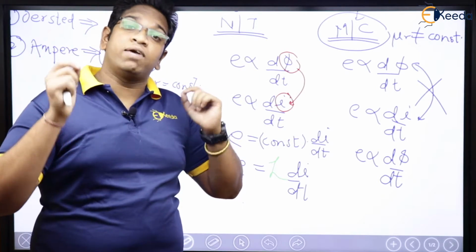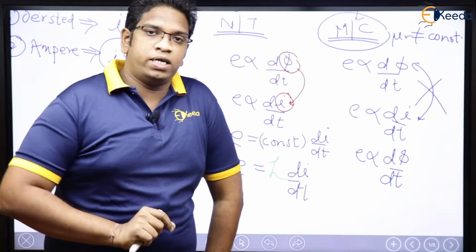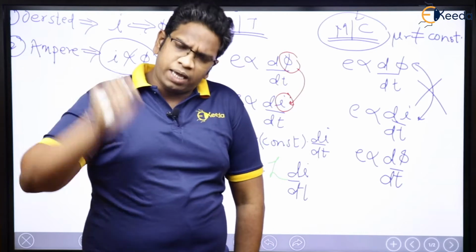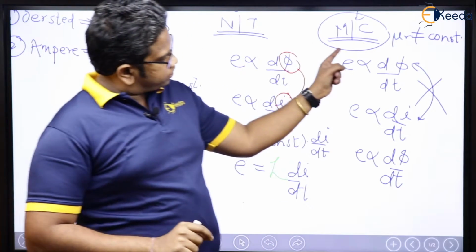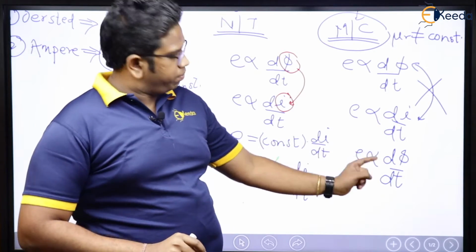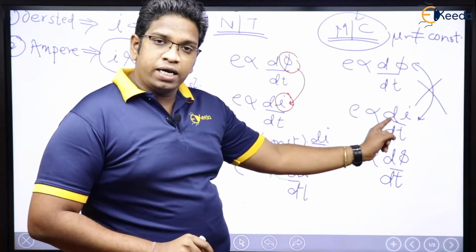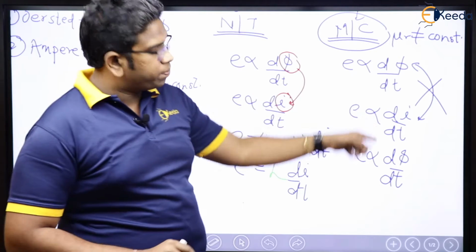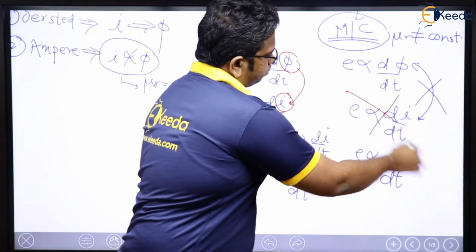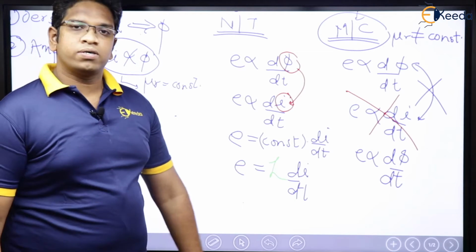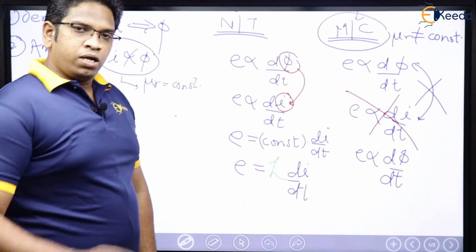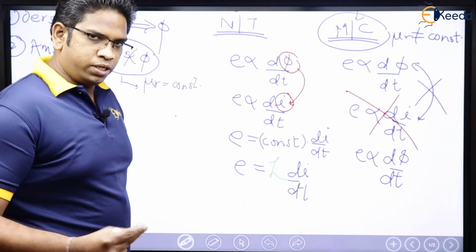Why they are non-linear, and we purposefully make them non-linear, why we make them non-linear, we will discuss. Time will come. For time being, you need to understand that E proportional to d phi by dt and E proportional to di by dt means flux and current cannot be replaced. Flux cannot be replaced by current. This is wrong in machines. So E proportional to d phi by dt has to be there. Now see here. Come on. Focus.